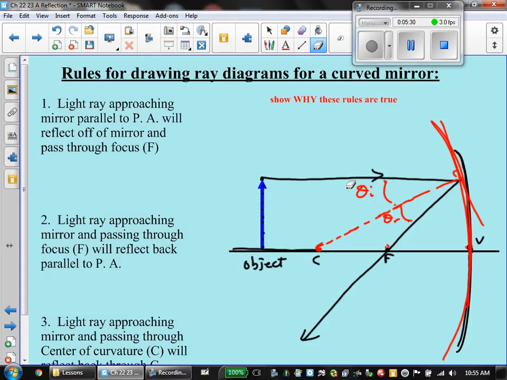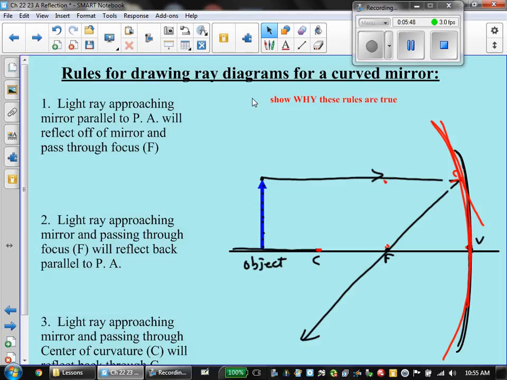These rules come from someplace. They're not arbitrary rules that were passed down by God. Well, maybe they were, but it's up to you. So here we have a way of looking at the rules. A light ray coming in parallel comes out through F. That's our first rule. The second rule is simply the exact same statement, but in reverse.